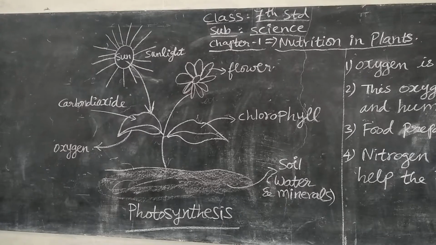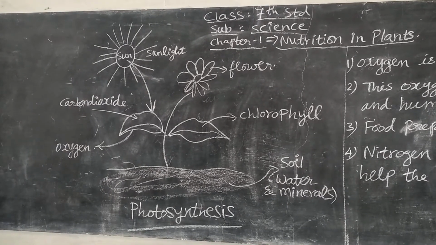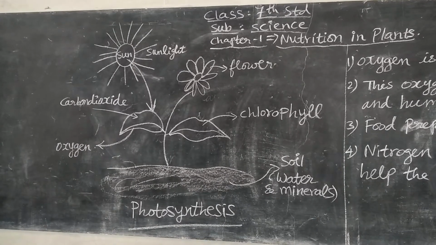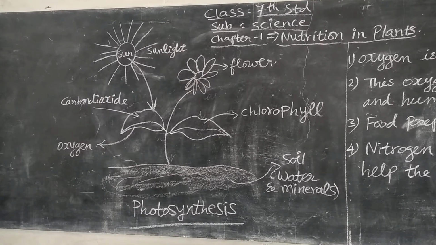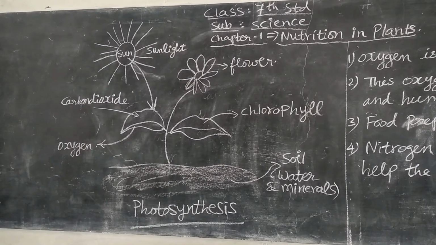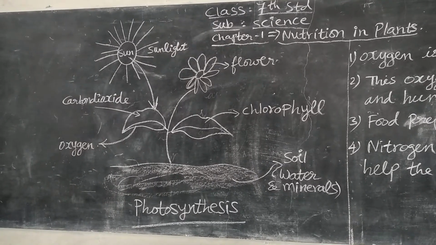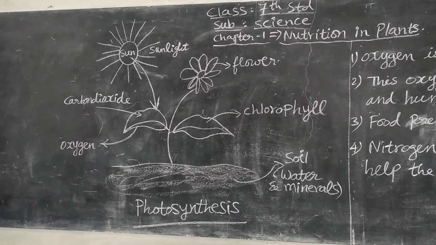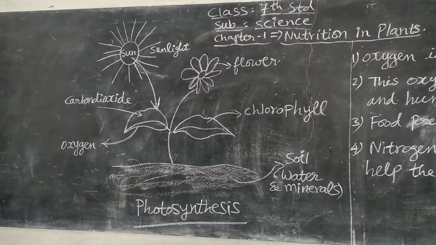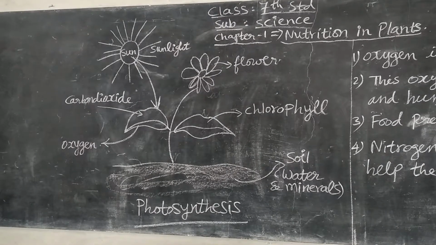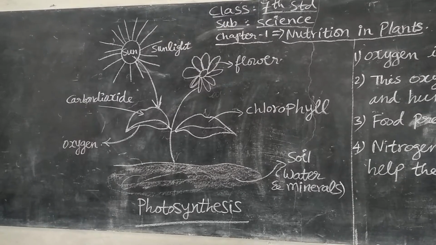On this picture, you can see a plant, a flower and two leaves. The leaves contain green pigment that is called chlorophyll. It is written there, see. And sunlight is there. The sun is giving light. That light is falling on the plant. The leaves absorb sunlight. That is what it means.